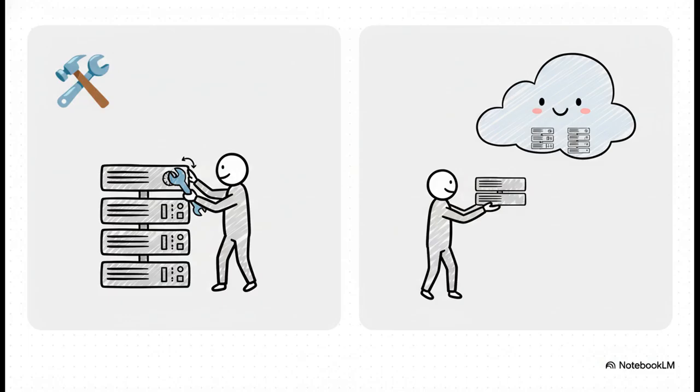So here's the bottom line. You choose EC2 when you need control. You choose Fargate when you want simplicity.